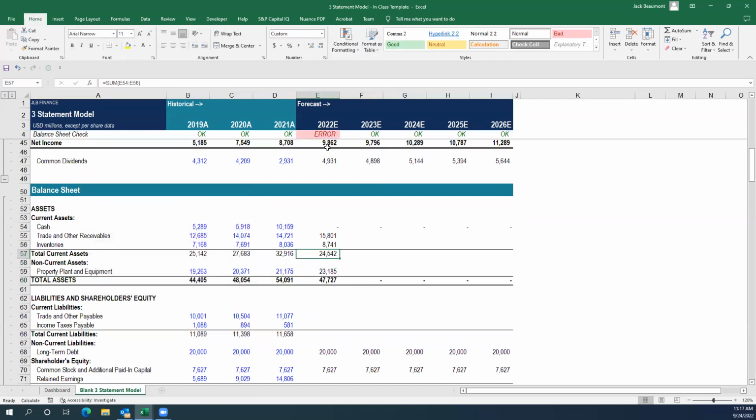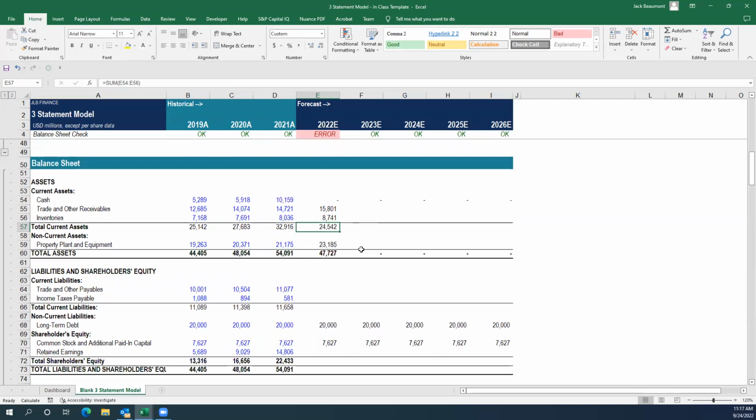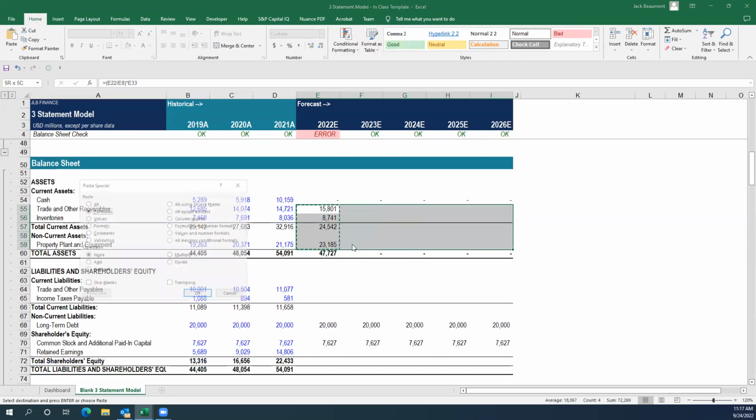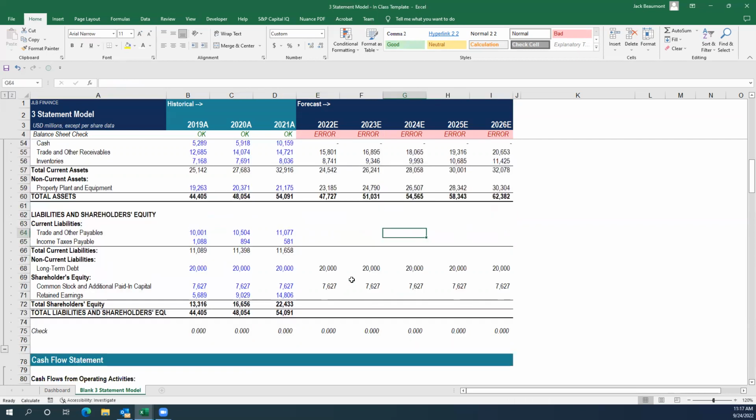Okay. Now, don't worry about that error message. It's just saying that the balance sheet is not balancing yet, and that's, well, we haven't filled it out all yet. So we'll get there. So go ahead and copy all of that across. So we have that put in.